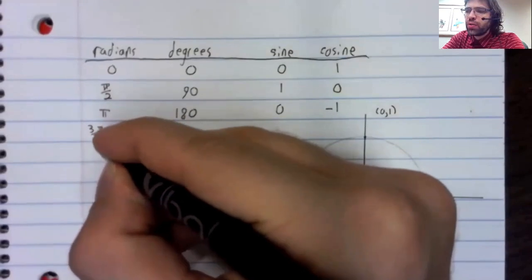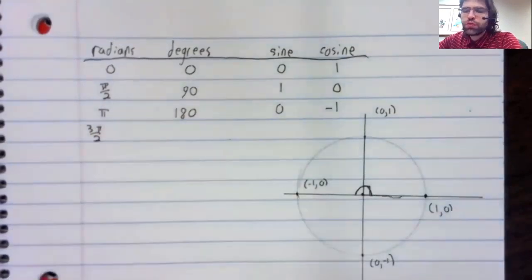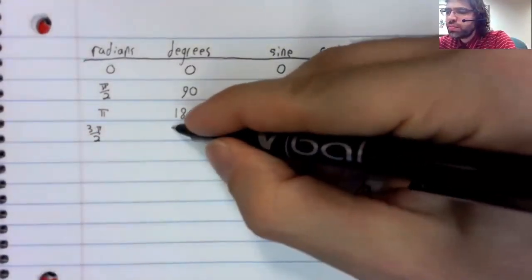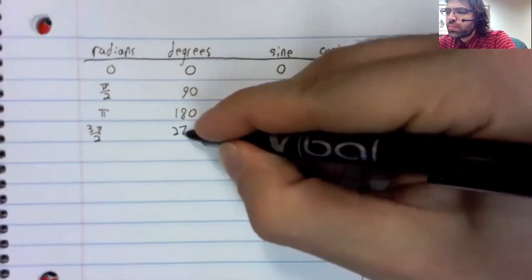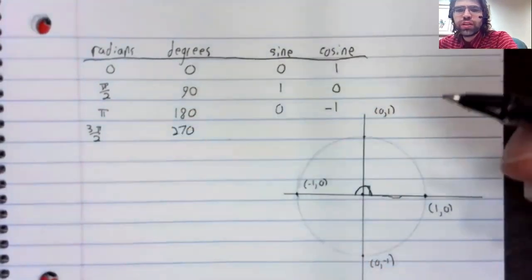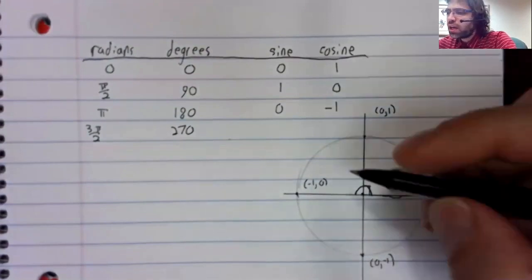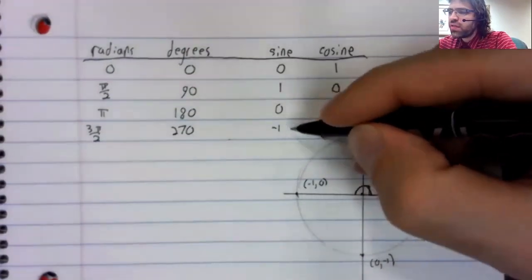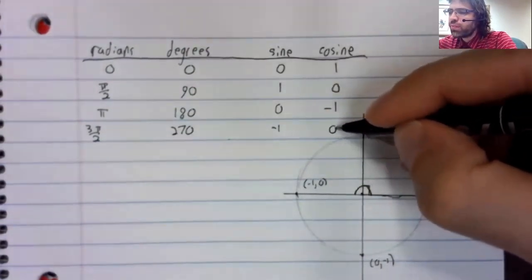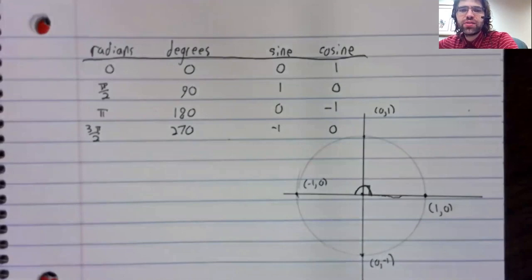3 pi over 2 radians. That's 270 degrees. It puts us down here. The sine is -1. The cosine is 0.